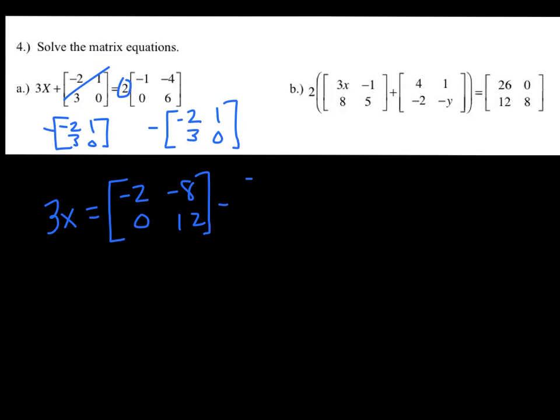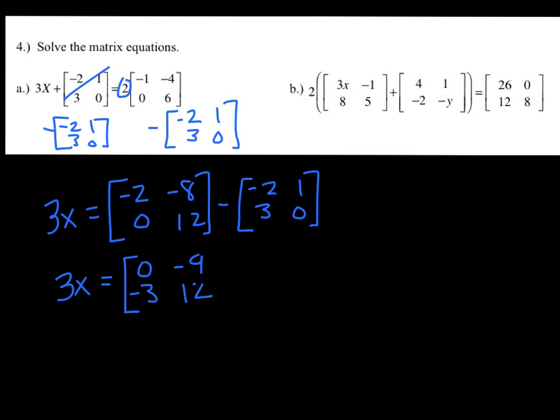We're now subtracting that matrix that we just moved over. So -2, 1, 3, and 0. So I'm going to keep the 3x, and I'm going to combine those two matrices on the right now. So -2 minus -2, be paying attention to which operation you're doing, becomes a plus. So -2 plus 2 is 0. -8 minus 1, -9. 0 minus 3 is negative 3, and 12 minus 0 is 12.